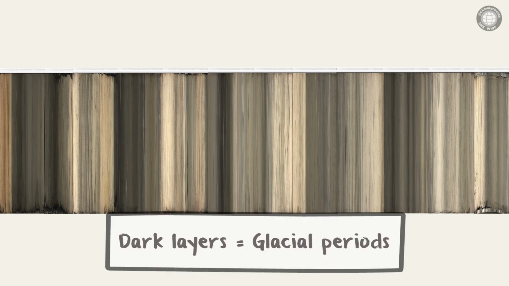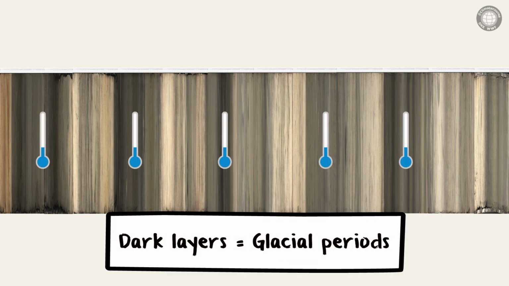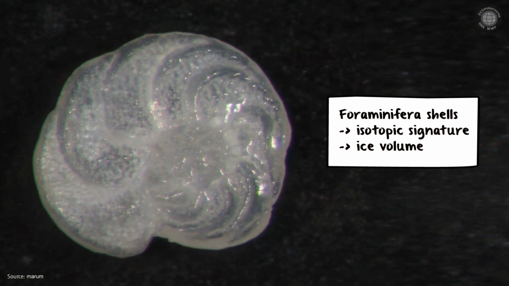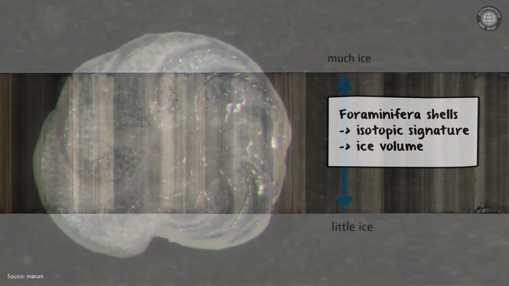You can see a series of light and dark layers. The dark layers represent glacial periods, and you can see that there are several glacial periods with intervening interglacial periods. The time span between these glacial periods is approximately 100,000 years. We've just learned that we can reconstruct the ice volume from oxygen isotope ratios that we measure in the foraminifera shells. And we will take a closer look at this now.